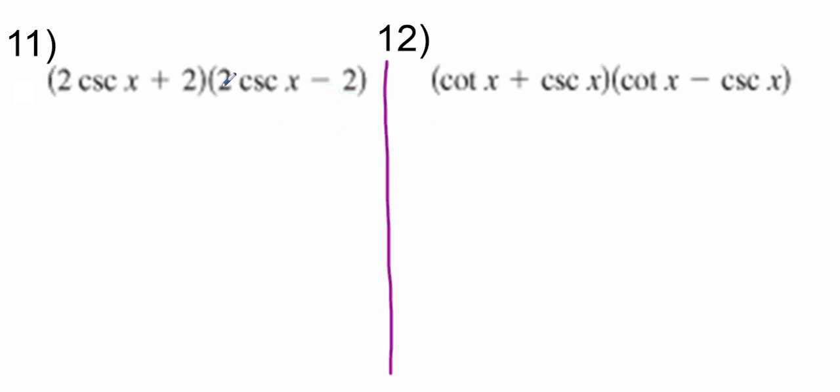So first off, what you have here is 2 cosecant x plus 2 and then 2 cosecant x minus 2. Both of these have 2. So one thing you might want to do first before you do all the other expressions is factor out this 2 first. I'm going to factor out 2 out of both of these. If I factor out 2 of both of them, it's going to be 2 times cosecant of x plus 1. And if I factor out 2 here, I'm just going to have, once again, cosecant.